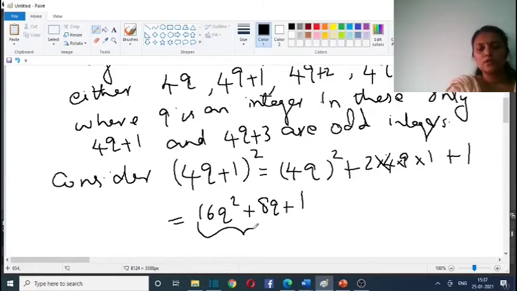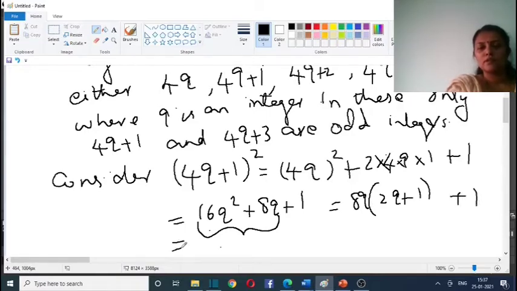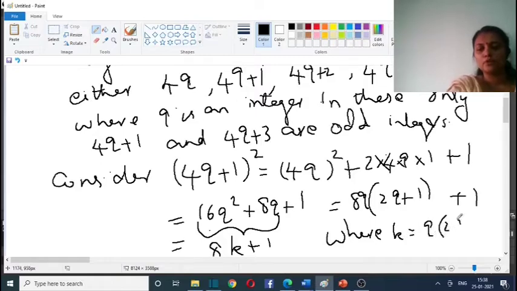So of these, 16q square is a multiple of 8. We can take these terms as 8 into 2q plus 1. We can take 8q into (2q plus 1) plus 1. So we can write this as 8k plus 1, where k is equal to q into (2q plus 1).